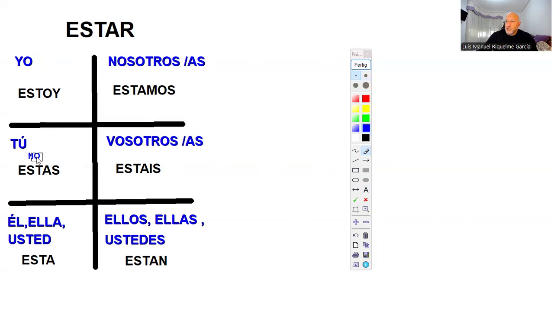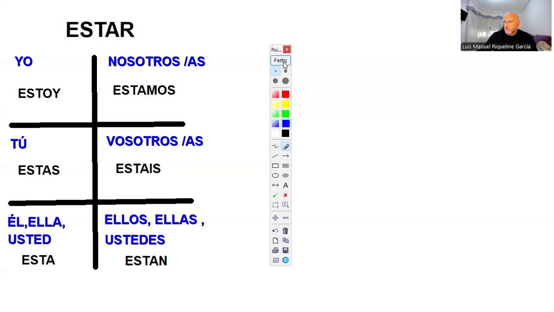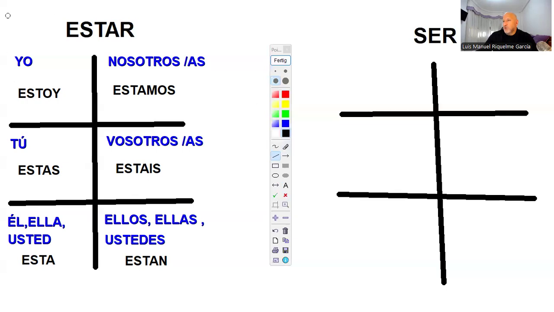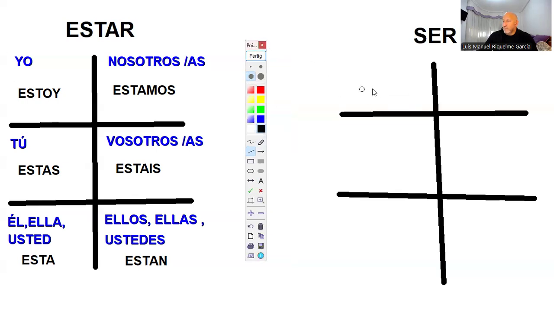Vale. So if this means to be, and the other verb that we saw, the verb ser, also means to be, what are the main differences? Let's see that. First of all, I'm going to write here the verb ser as well. Although it's a verb that you have already seen, it's always good to have it here to be able to compare them. So you'll help me to conjugate the verb ser. I'm not going to write the personal pronouns. I will go directly for the verb.